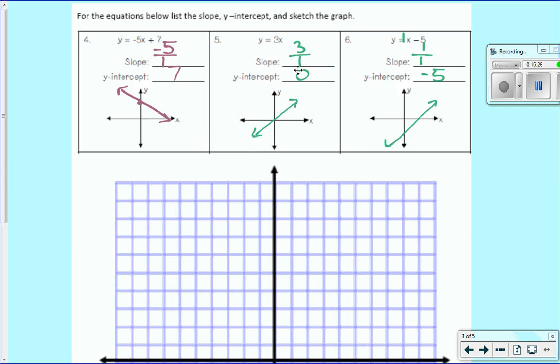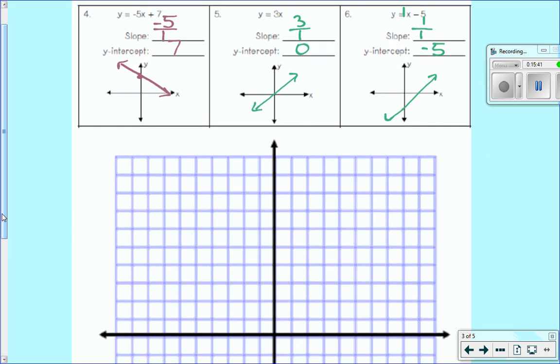All right, let's go ahead and start with number 4, and let's graph. Our y-intercept is represented by the letter B. We always want to begin by graphing our y-intercept first. So we're going to begin with our y-intercept, and that is at 7. We're going to count 1, 2, 3, 4, 5, 6, 7, and plot your point at 0, 7.